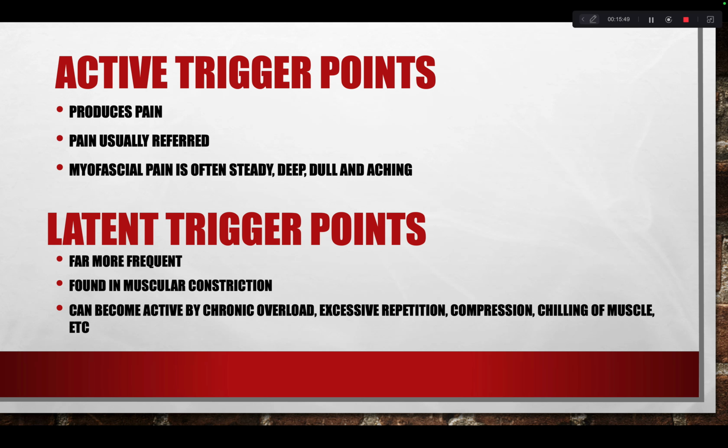Latent trigger points. These are far more frequent. You might feel a knot or something, you push it and it doesn't refer pain, all right? It might not even hurt, all right? This is found in muscular constriction. It can become active by chronic overload, repetitive stress, compression, chilling of muscle, and there's a lot of other things that can cause these latent trigger points to be active.